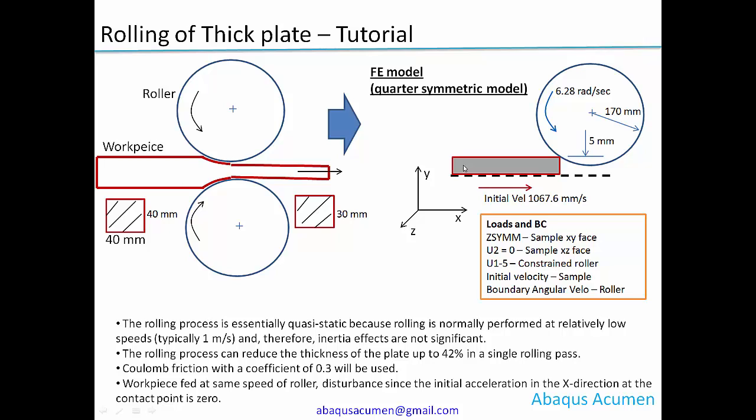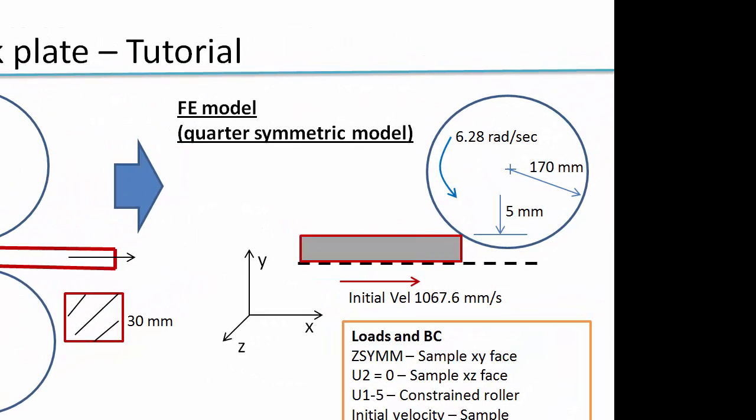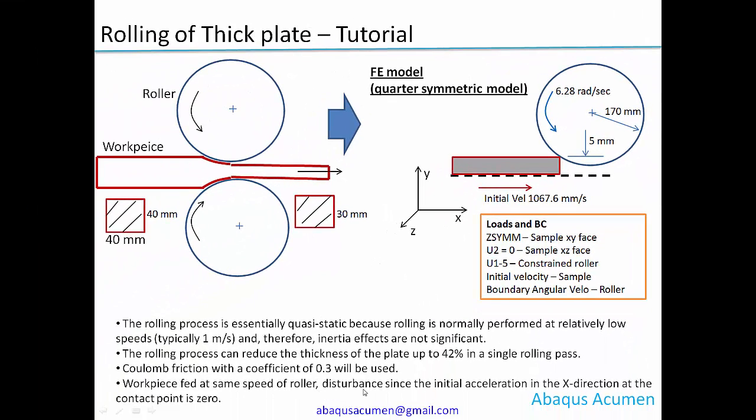Once the workpiece is fed with initial velocity, it will have the friction, so the friction force will take over and it will pull it through this stand. Another important point to be considered is that once the workpiece is fed at the same speed as the roller, the disturbance in the initial acceleration in the x direction at the contact point is zero. So what it means is that once the workpiece gets in touch with the roller, the workpiece initial velocity should be the same as the tip velocity of this roller.